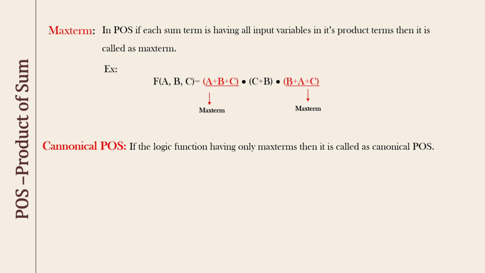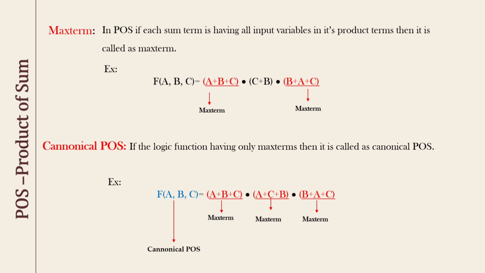The second definition is about the canonical POS. The POS expression is called a canonical POS if and only if all the sum terms are max terms. Here we have the example f of a, b, c equals (a plus b plus c) dot (a plus c plus b) dot (b plus a plus c). Here all the three sum terms have all the variables that are present in the function. That's why this POS expression is called the canonical POS expression. Now let's move on to the problems.